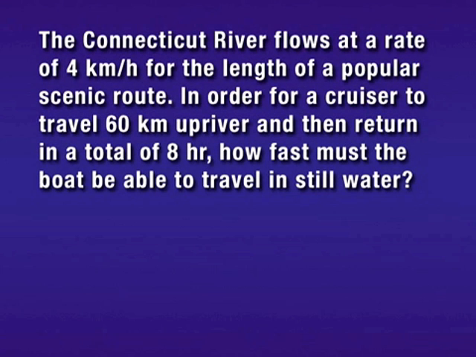The Connecticut River flows at a rate of 4 kilometers per hour for the length of a popular scenic route. In order for a cruiser to travel 60 kilometers upriver and then return in a total of 8 hours, how fast must the boat be able to travel in still water?